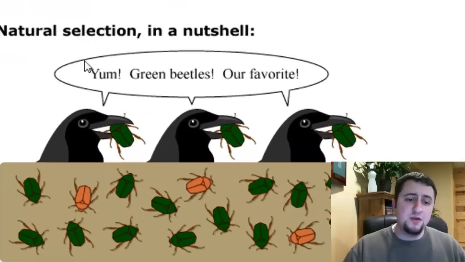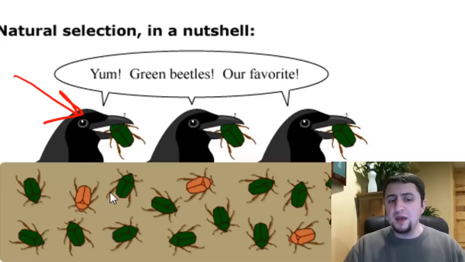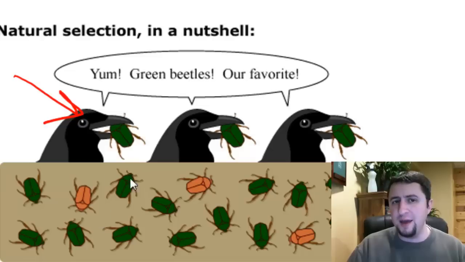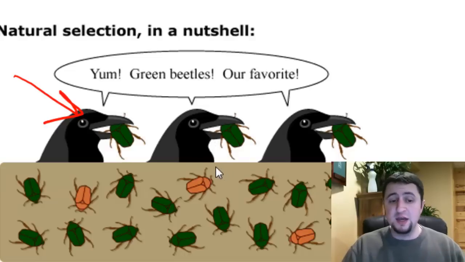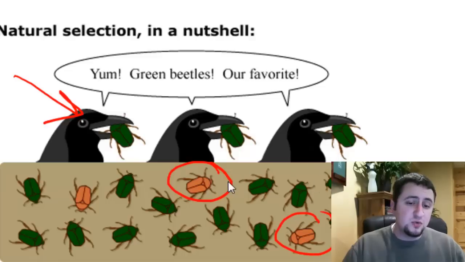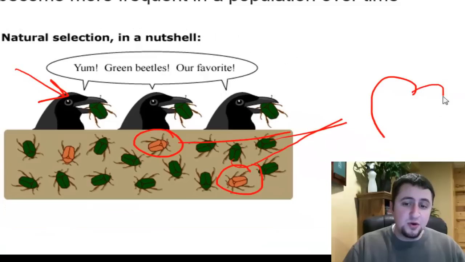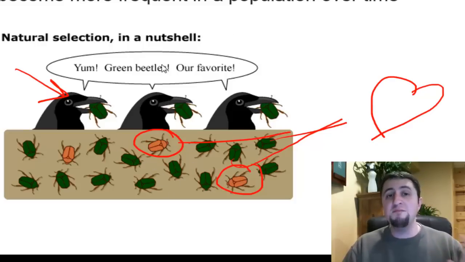Now if we take a look down here, these crows love the green beetles. So they're going to snatch up all those green beetles. What do you think is going to happen to this population over time? Well, hopefully you can see that if these crows are eating those green ones constantly, the orange ones are going to be the only ones that can survive. So the orange ones are going to be the only ones that have the ability to get together and produce offspring. And so eventually, the population of beetles here is going to become more and more orange.